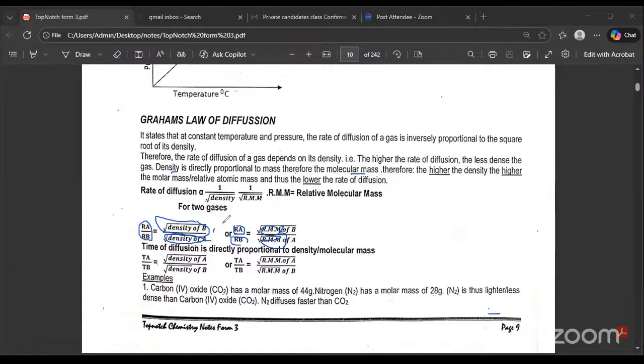So this one is equation number one. This one is equation number two, which are very similar, but it can bring confusion. So remember, density and mass are working together. They move together. There's no way you can separate where there is mass.